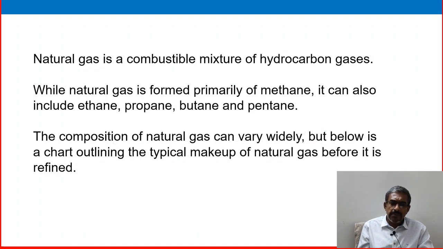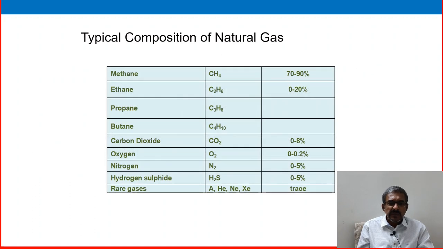So natural gas is a combustible mixture of hydrocarbon gases. While natural gas is formed primarily of methane, it can also include ethane, propane, butane and pentane, same as C1 to C5. We call it C1 to C5. The composition of natural gas can vary widely, but below is a chart outlining the typical makeup of natural gas before it is refined. So this is a typical natural gas composition.